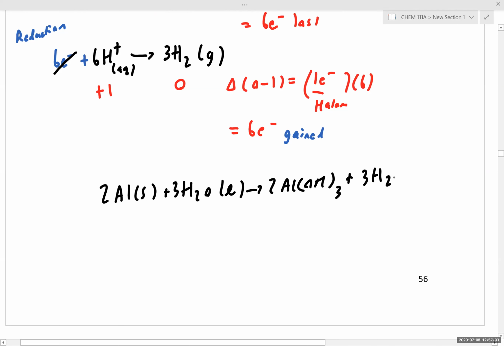You don't multiply by 6 until after you have the total number of electrons gained or lost per atom. You can multiply by 6 before if you want, but the key thing is the change in oxidation number, which is the electrons gained or lost by a single atom, is just based on the change in oxidation number for that single atom. Does that make sense?